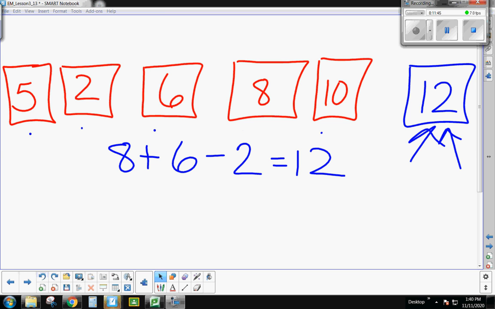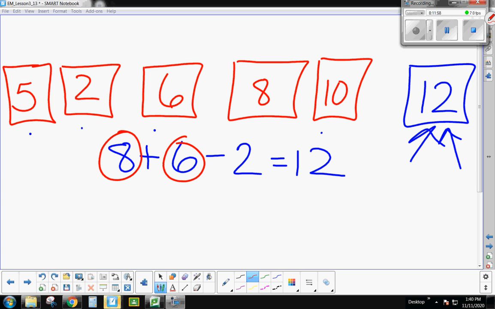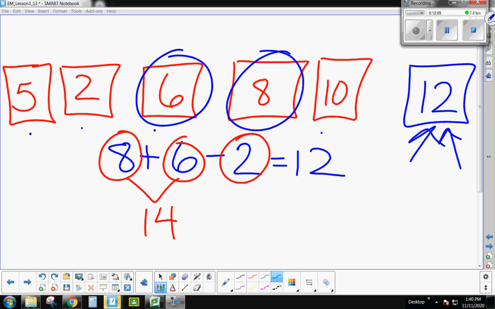Okay, so here's another combination that I came up with that lets me use 3 cards instead of 2 cards. So instead of the simple 10 plus 2, I'm going to do 8 plus 6, because 8 plus 6 is 14. And then I'm going to subtract 2. 14 minus 2 equals 12. That's going to let me collect the 8 card, the 6 card, and the 2 card. And that's going to let me have 3 points instead of just the 2 points.